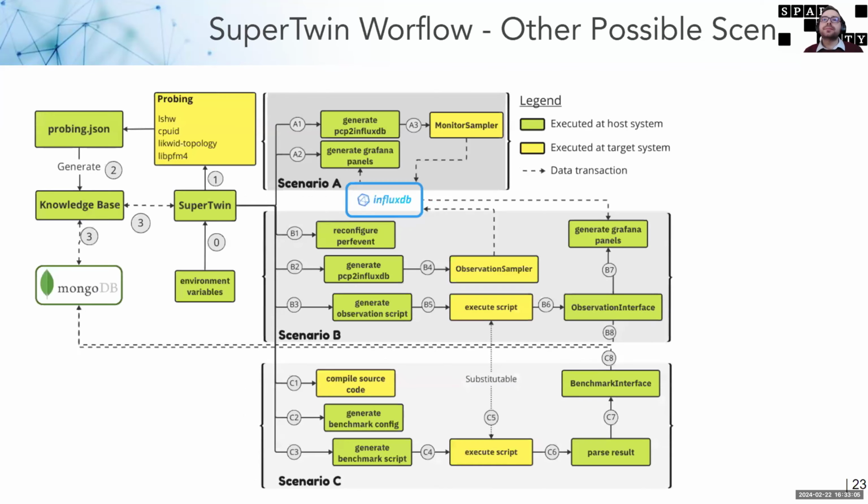It runs the application. It samples the previously set metrics for this application, pushes the time series data to the time series database, and records the results in a structured manner in the knowledge base. This is the observation interface. The observation interface is a formula to be able to query the data sampled during this observation at a later time.